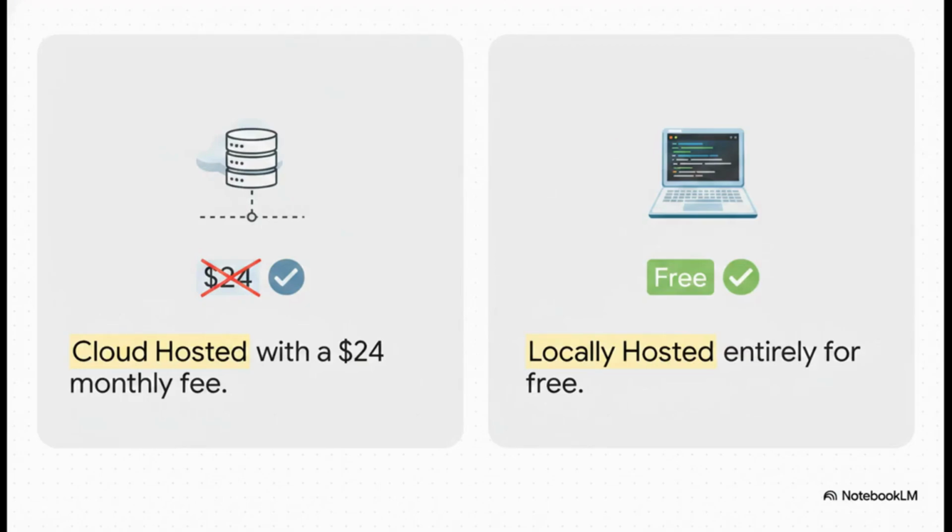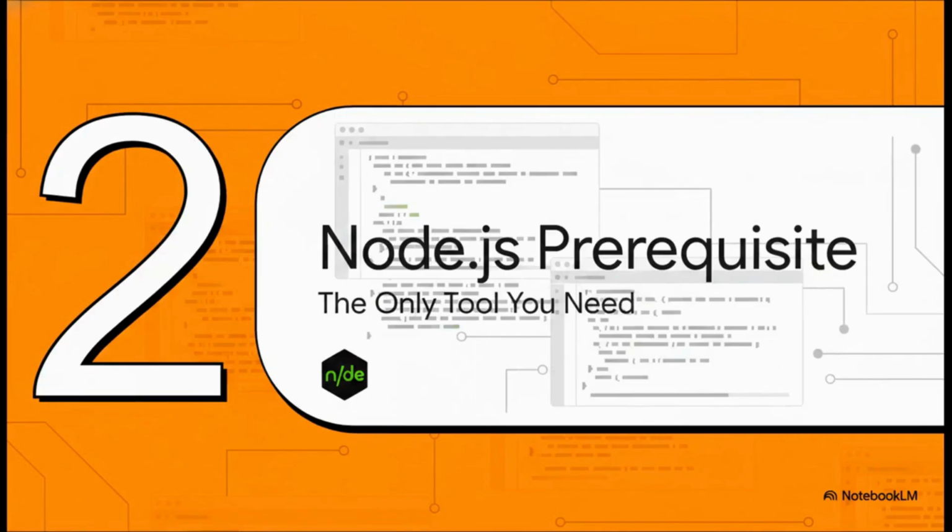And that brings us to our ultimate workaround, cloud-hosted versus locally hosted. Look, as long as you don't need those heavy-duty enterprise features, the local installation literally gives you all the incredible power of n8n completely for free right on your own machine. You keep all the functionality, and you lose the monthly bill. It's a total win-win. So let's move on to part 2, the Node.js prerequisites, the only tool you need.